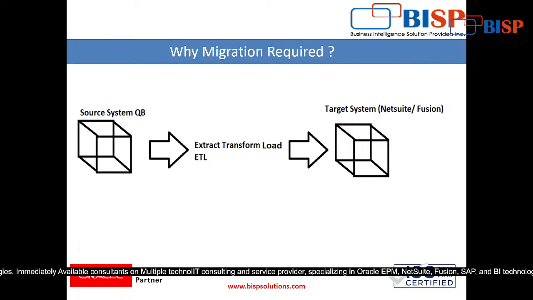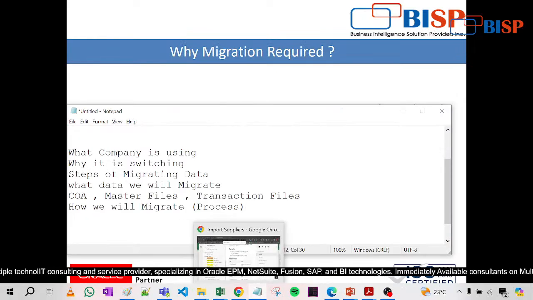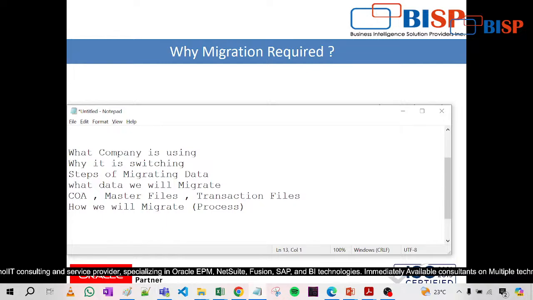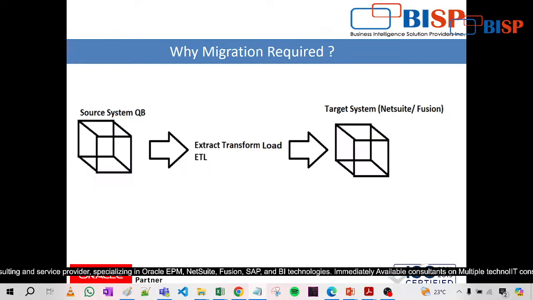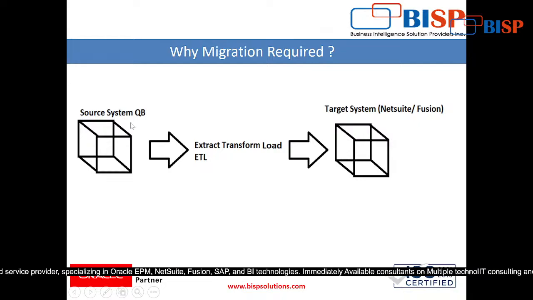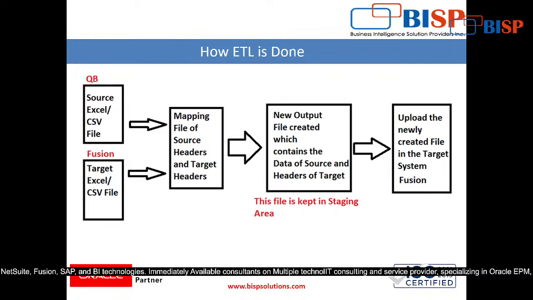The complete process of data migration is called ETL, that is extract, transform and load. Here we are using the methodology of extracting the data, transforming the data and then shifting the data to the new system, that is Fusion. So what is this process? Extract, transform and load. How is this ETL done?